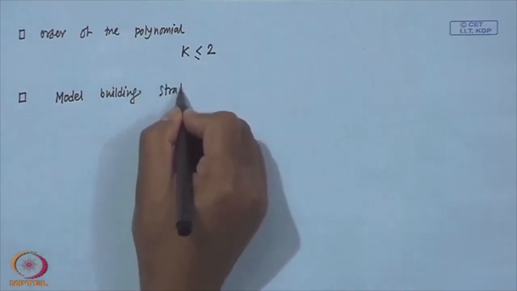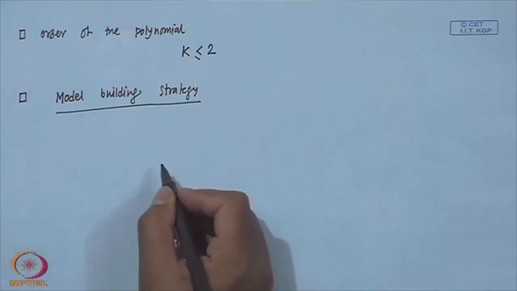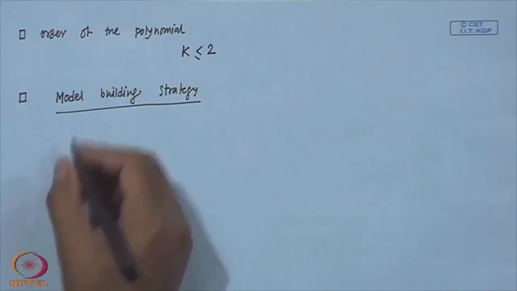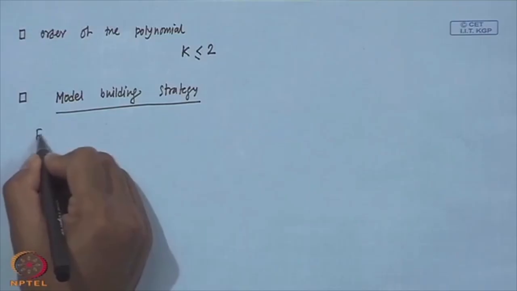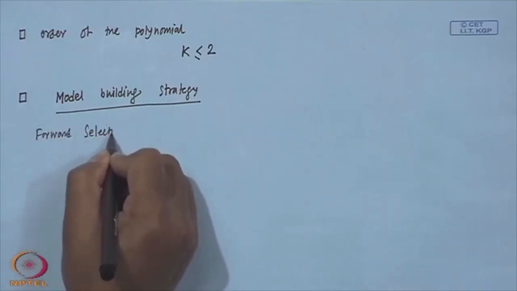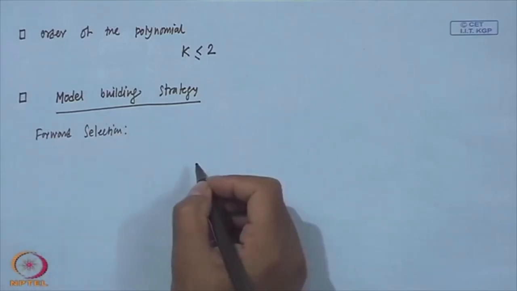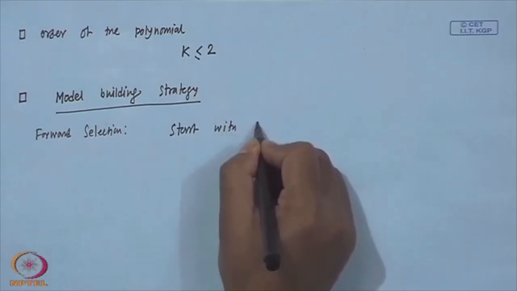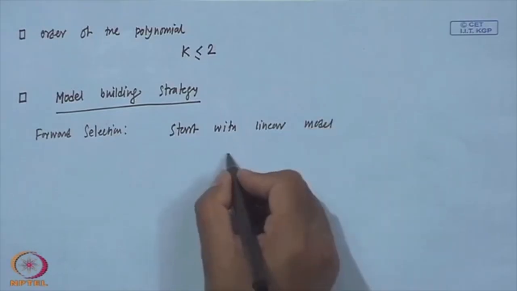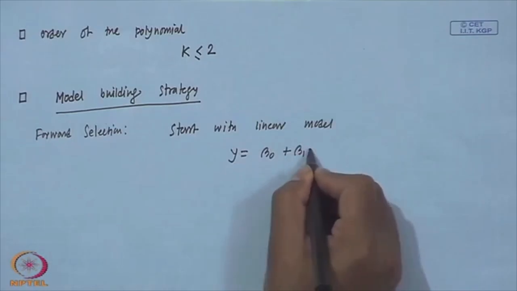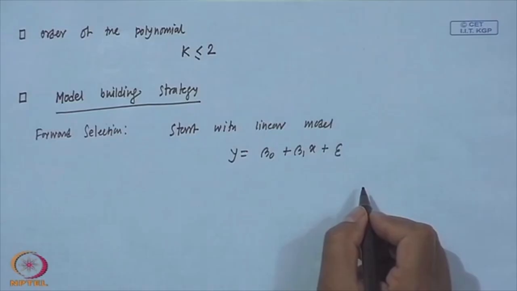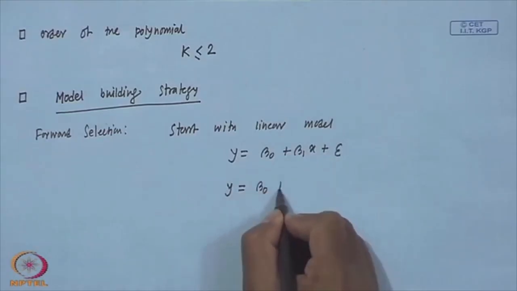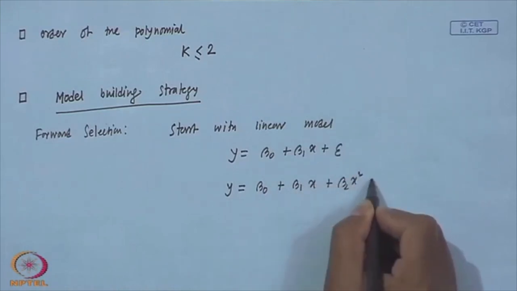Model building strategy. Okay. So, this is also regarding the degree of the polynomial, the order of the polynomial, this is called forward selection. So, what this forward selection suggests, that you start with the linear model, that means you start with y equal to beta naught plus beta 1 x plus epsilon. Okay. And then you go for the second order polynomial, say y equal to beta naught plus beta 1 x plus beta 2 x square plus epsilon.